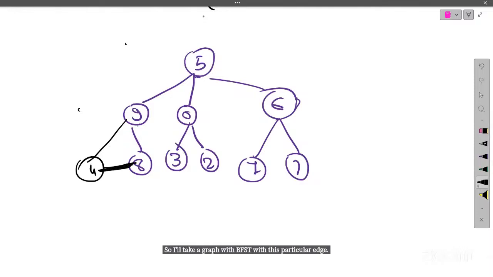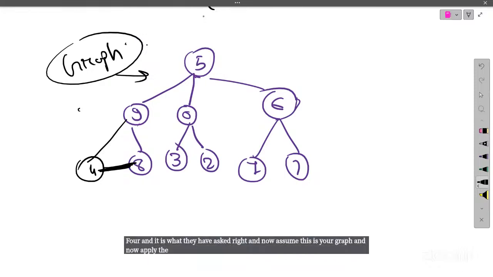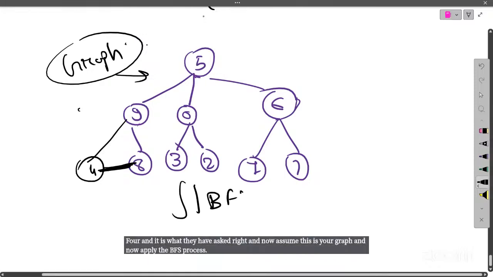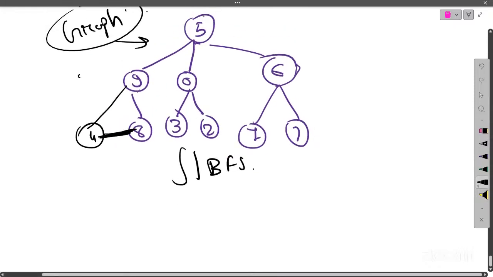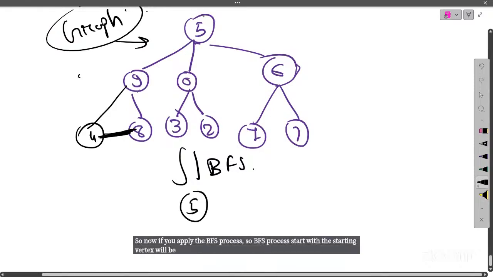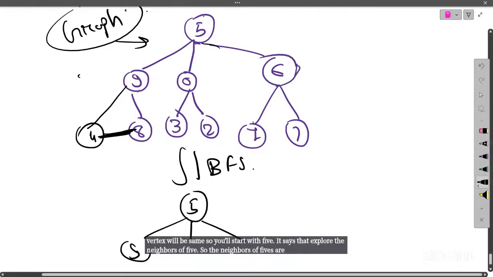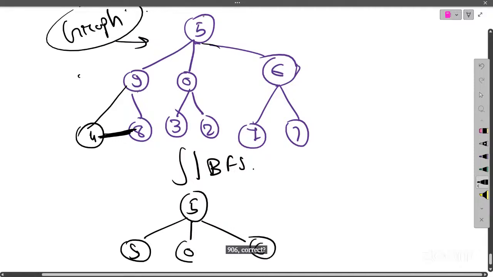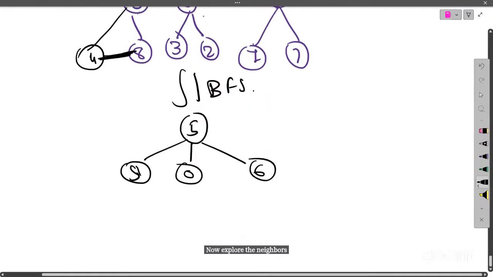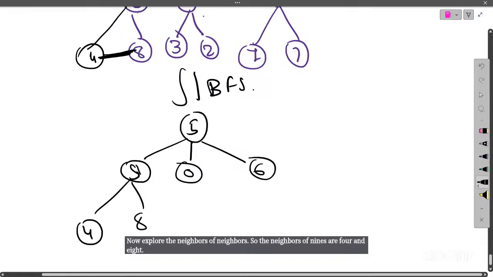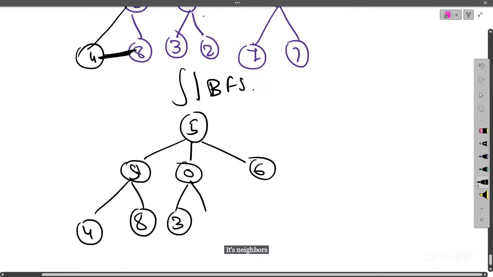4 and 8. 4 and 8 is what they have asked, right? And now assume this is your graph, and now apply the BFS process here. The starting vertex will be the same, so you'll start with 5. It says to explore the neighbors of 5. The neighbors of 5 are 9, 0, and 6. Correct. Now explore the neighbors of neighbors. The neighbors of 9 are 4 and 8. Neighbors of 0 are 3 and 2. And neighbors of 6 are 1 and 7.